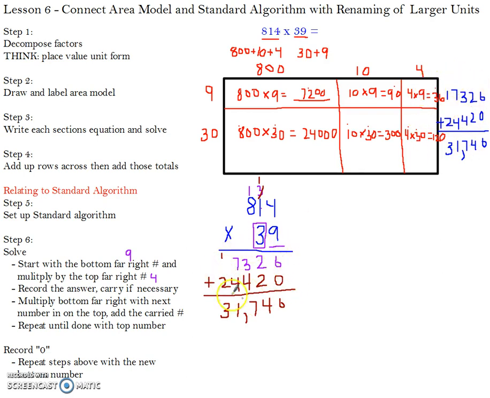And now I can show you the correlations between our partial values up here in our area model and our partial values down here. If you notice, this 7,326 matches perfectly with our 7,326 here. And if you remember, this one was a carried one, so that is not actually a part of this number. And then you'll notice the 24,420 matches my partial product right here. So that is the correlation between the area model and the standard algorithm.